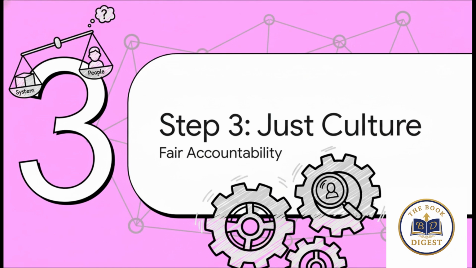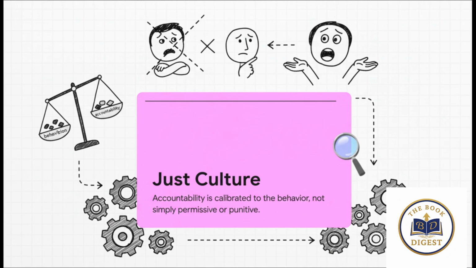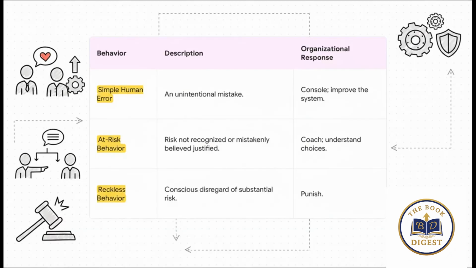So, if we fix the system first, how do we handle human performance and error? This is where the book introduces a really sophisticated and fair approach to accountability. It's called a just culture. And let's be clear, this is not a blame-free culture where anything goes, nor is it a culture of just harsh punishment. It's much smarter. It's a culture where accountability is carefully calibrated to the specific behavior that occurred.